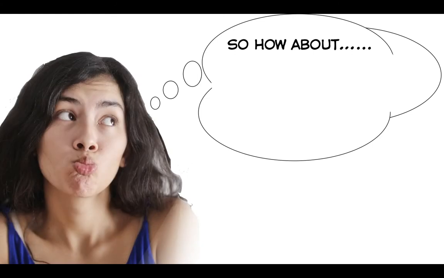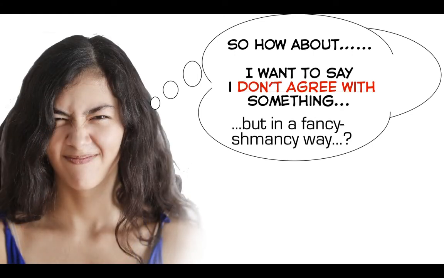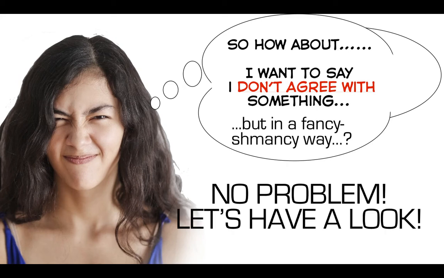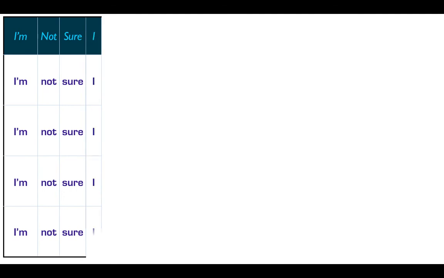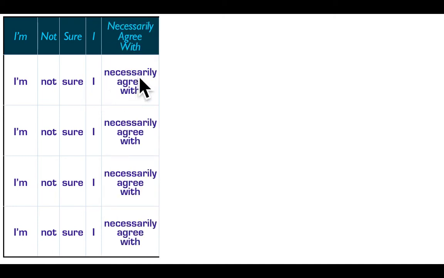So how about, say my students, I want to say I don't agree with something, but in a fancy schmancy way. No problem. Let's have a look. I would start with the phrase, "I'm not sure I." And I have to say to students for this lesson, how you practice saying this will affect how successful you are at using this phrase, because it's a little bit long. So start off by saying, "I'm not sure I," and then we have to use the phrase "necessarily agree with."